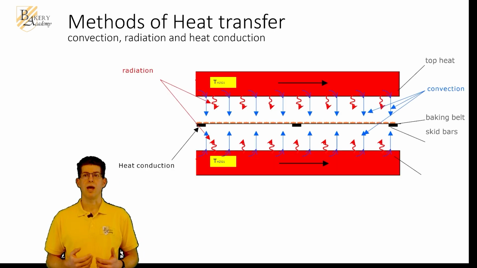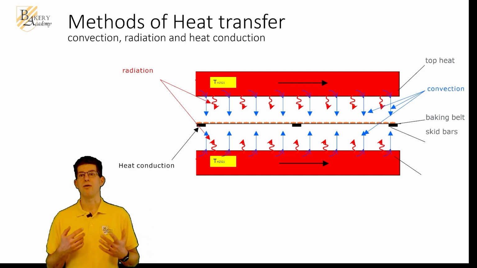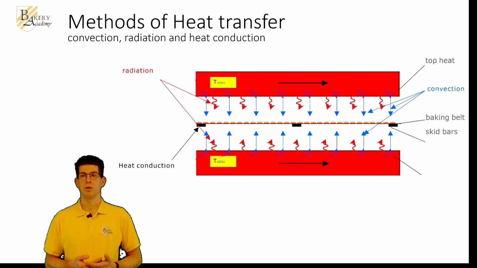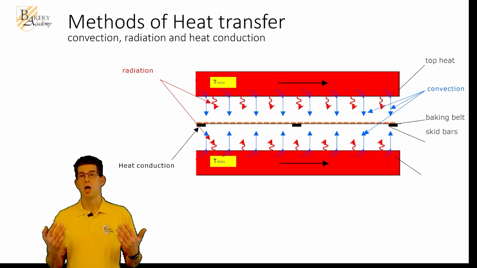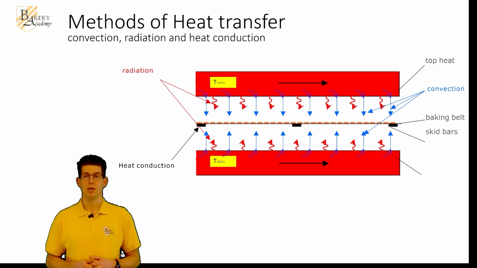As said, we have convection, as you can see with the blue arrows. We have radiation, as you can see by the red arrows, and we have conduction coming from our baking belt and our skid bars, basically being the black part. At any given moment, we will see that all of them are being present.